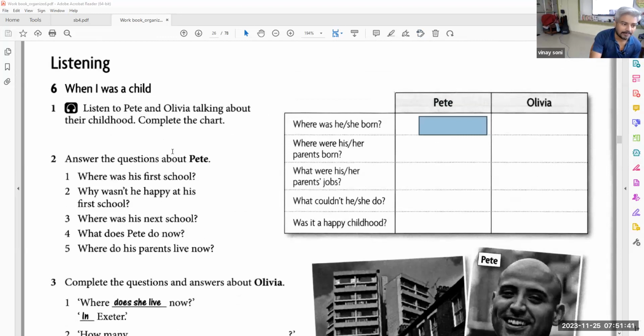Tell me, have you done the homework or you haven't? Those who have done their homework, say, I have done my homework. Simran has done her homework. Okay. Anybody else?